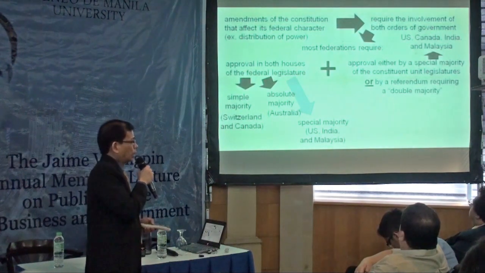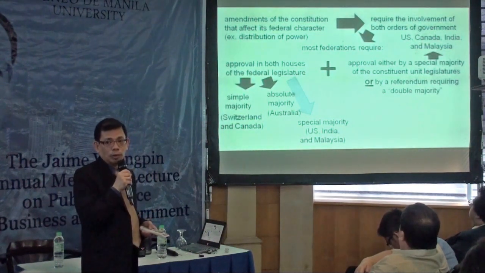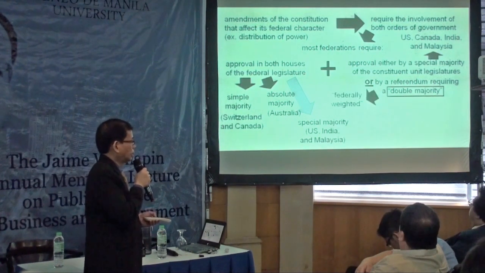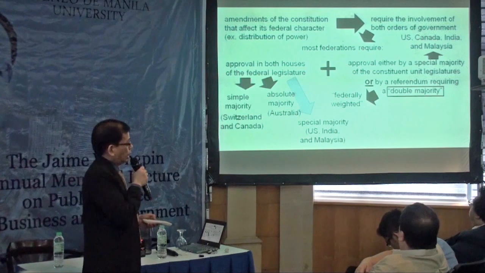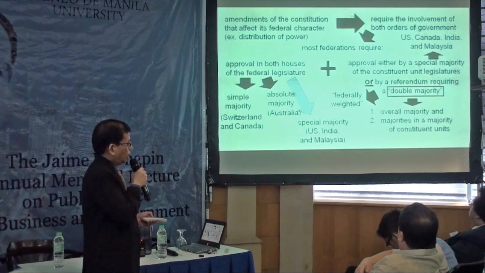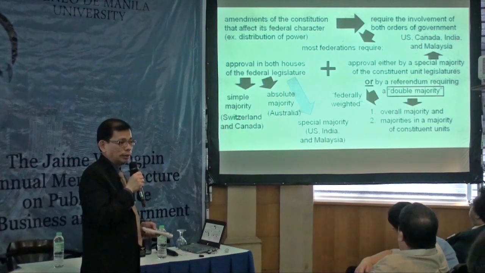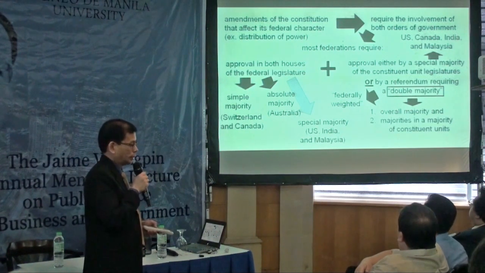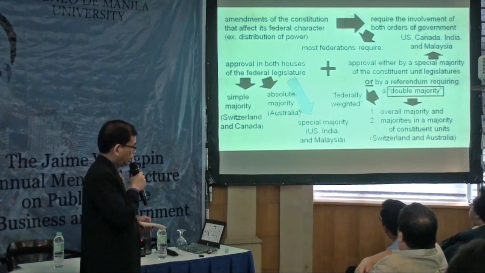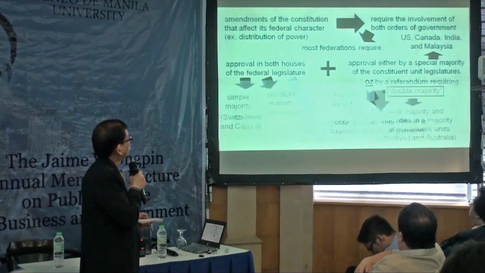Or by a referendum requiring a quote-unquote double majority. Double majority is also known as federally weighted, and this is composed of, first, an overall majority of the population, and majorities in a majority of constituent units. Switzerland and Australia have this.